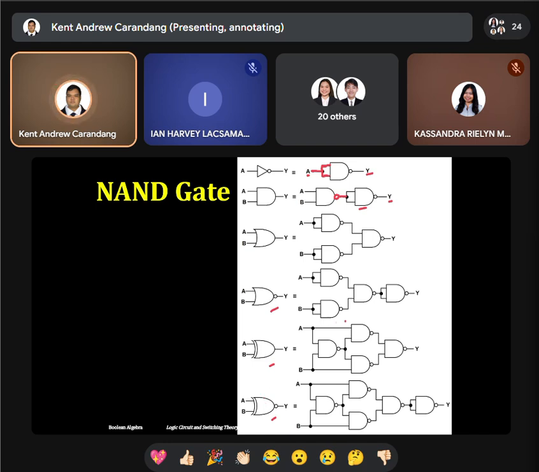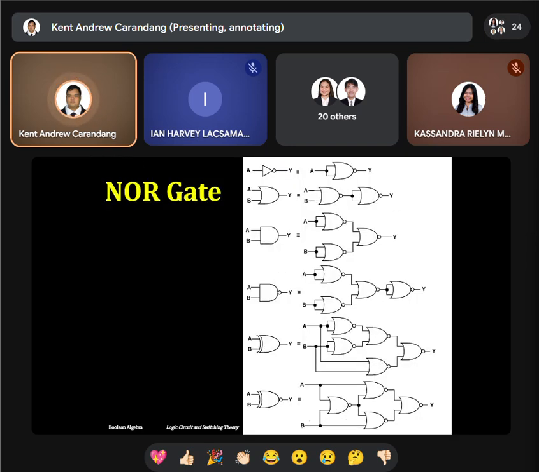So this is the equivalent circuit. Okay. So next is the NOR gate. So this is the equivalent circuit diagram for NOR gate. So later on, we will have our example here so you can further understand of this equivalent or universal gates.